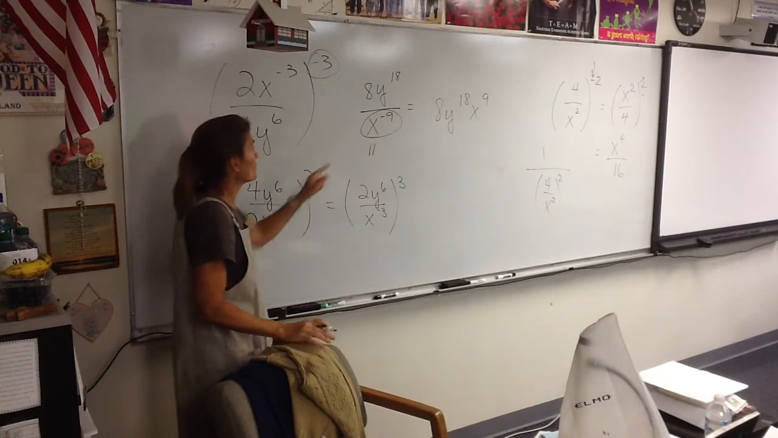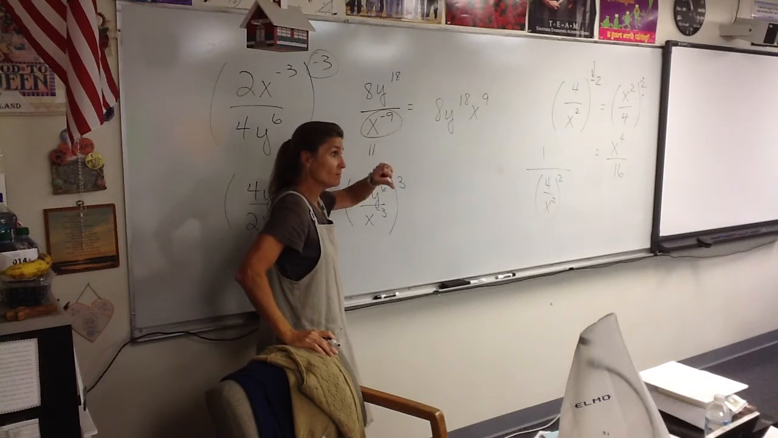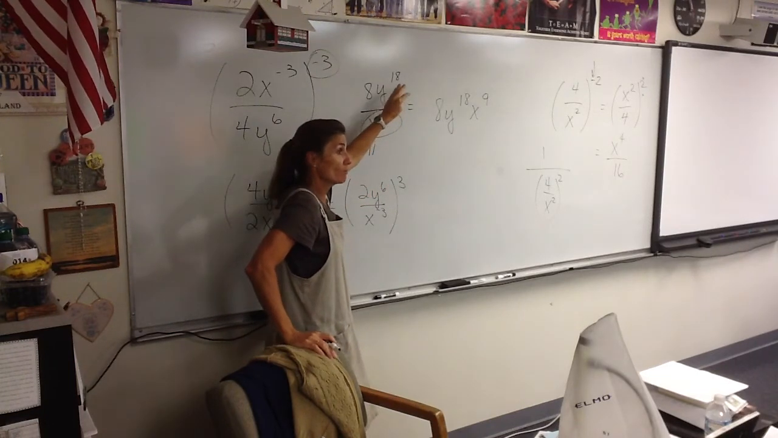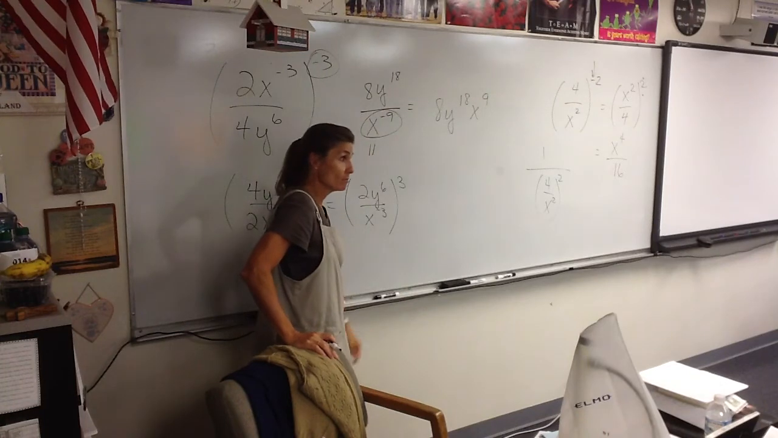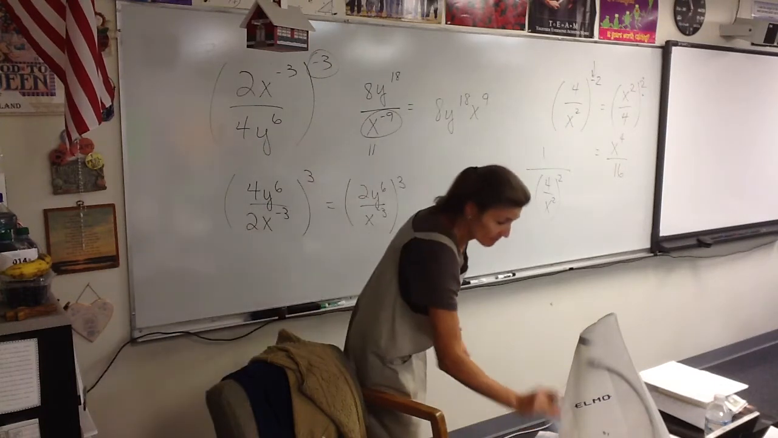Do you remember that when you have negative exponents, you move them within the fraction? So since this one's in the denominator, he'll go to the numerator. If he'd been up there, he'd come down. Do you remember that from last year? Good. Okay. All right. That's enough of that.